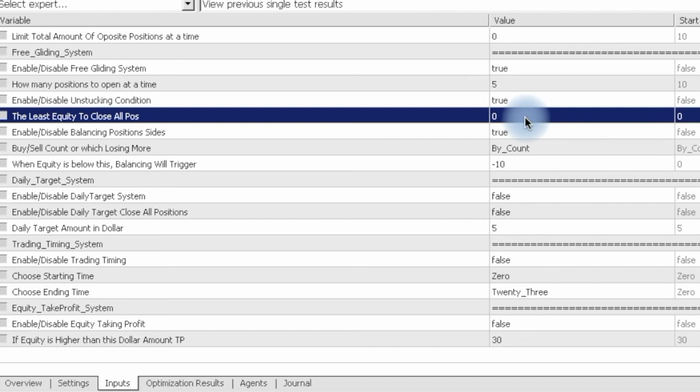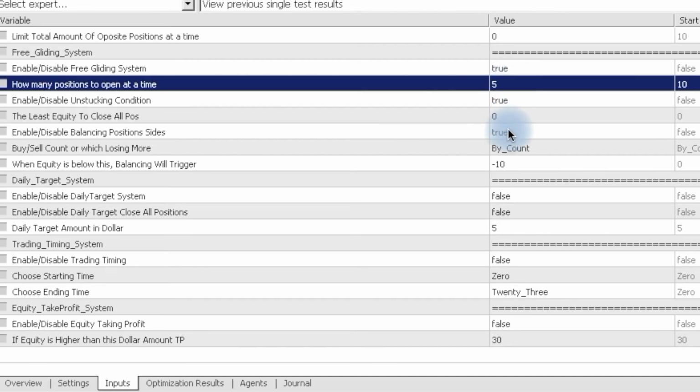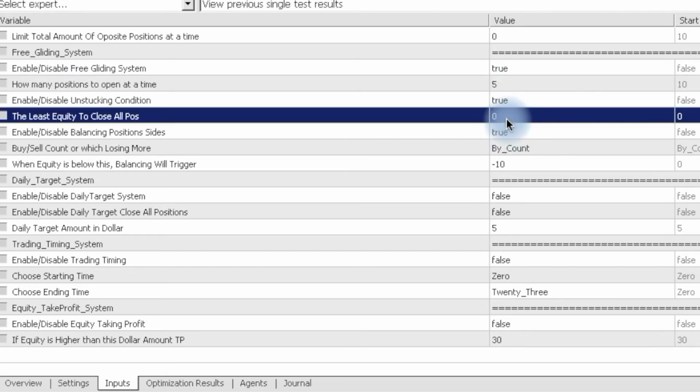So if I have 5 positions, of course, because my gliding mode is only 5, it will not open any more positions, so I'm stuck. So I tell it if you are over zero, means I'm not losing money. So 2 buys, 3 sells, but at the end, the total, I'm not losing money. Then close all of them.